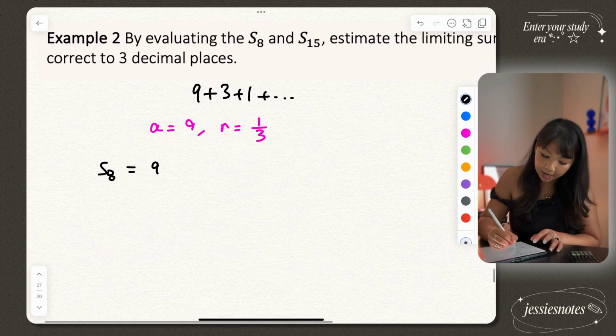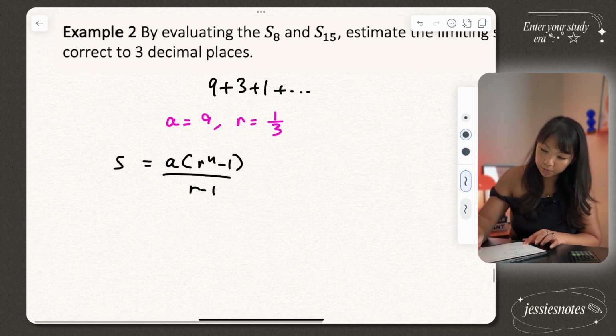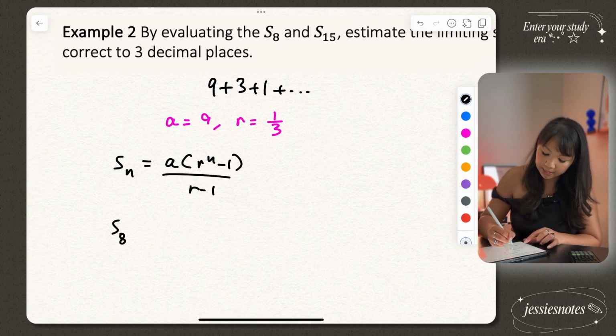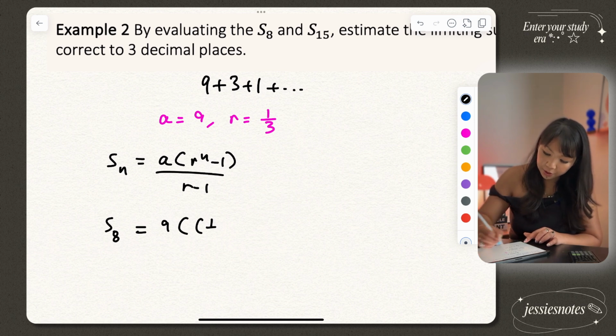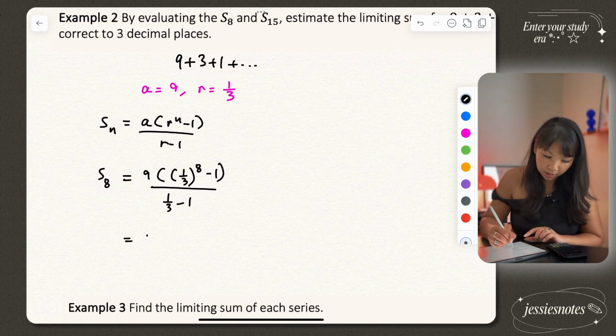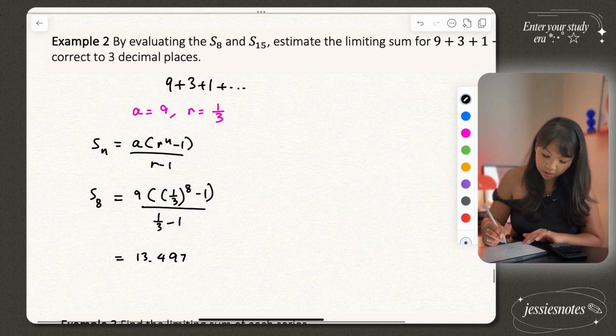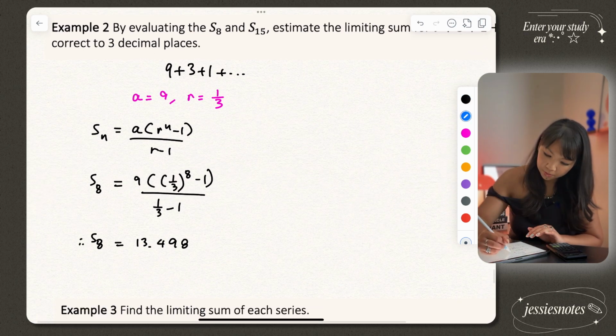So there's going to be a bracket r to the n minus 1 over r minus 1, or S8 equals 9 bracket a third to the power of 8 minus 1 over a third minus 1. Okay, so it's going to be 13.497. Oh, I'm going to say 498 to 3 decimal places.